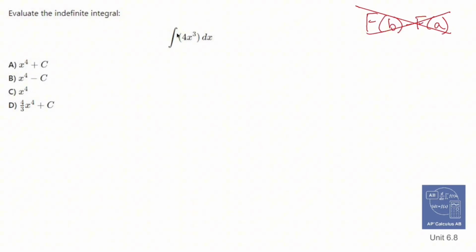Okay, so when you look at the integral of 4x to the third, you're thinking, all right, well, let's rip that 4 out and then focus on x to the third dx. Okay, 4 is still there. You are going to say 1 over the exponent, which is 3 plus 1, x to the 3 plus 1.